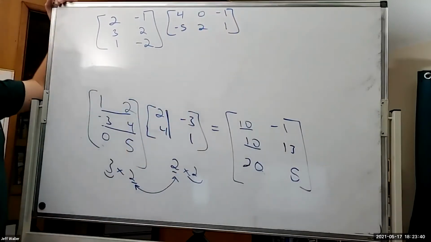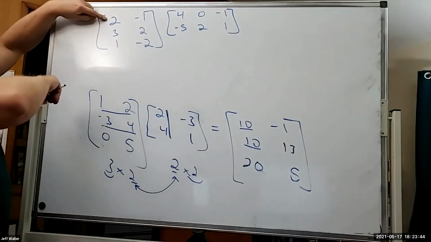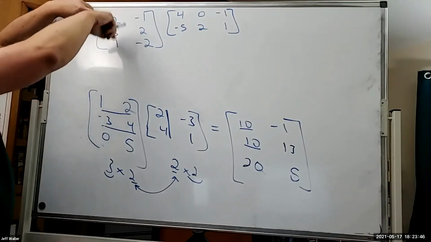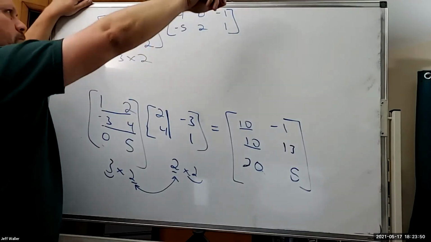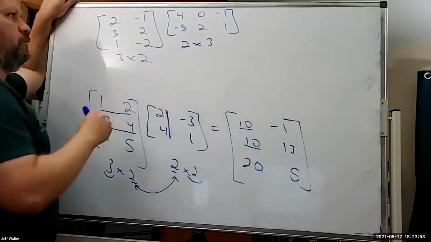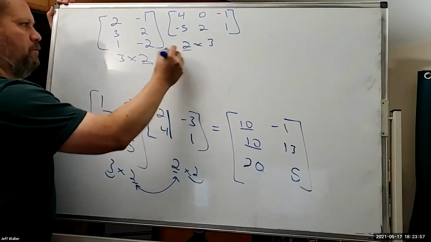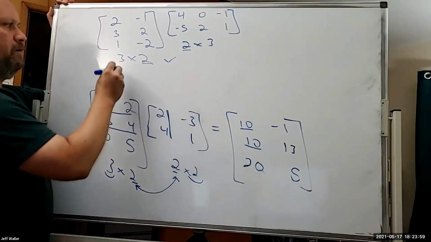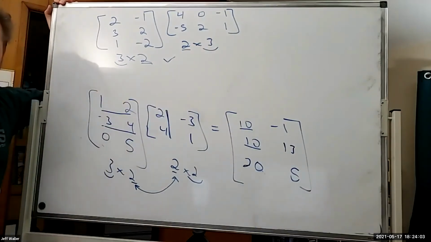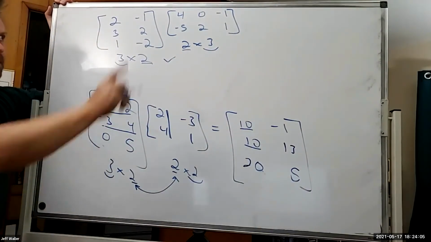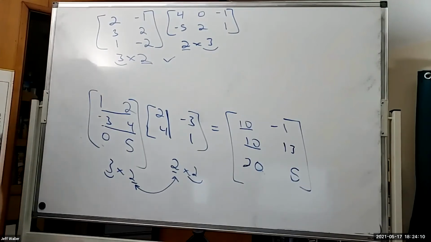Can I do those? How big is this one? 3 by 2. How big is this one? 2 by 3. So am I able to do this multiplication? Yes, because these are the same. Check. How big will the answer be? 3 by 3. So go ahead and do that. I'll sit here and wait. Or stand, I guess. I'll stand.